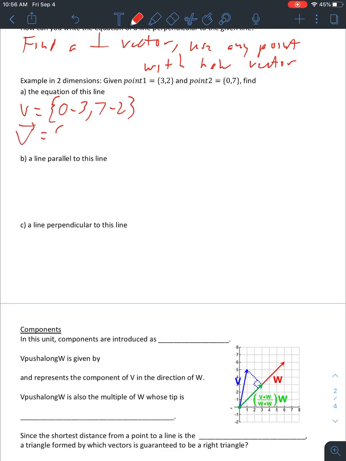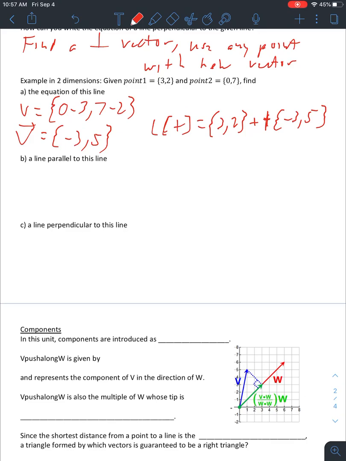All right, we'll call our vector then negative 3, 5. Sorry about my bad squiggles here. Okay, and then just pick a point. So let's use 3, 2. So my equation would be 3, 2 plus t negative 3, 5. Or you could separate it into two separate equations. X of t equals 3 minus 3t. Y of t equals 2 plus 5t. That would be fine.